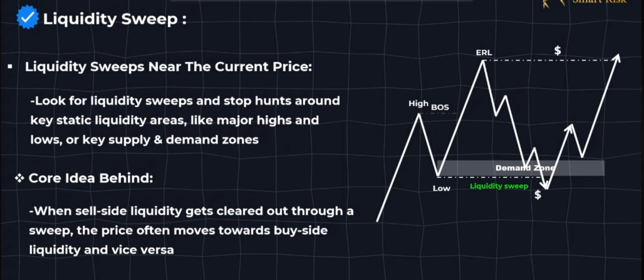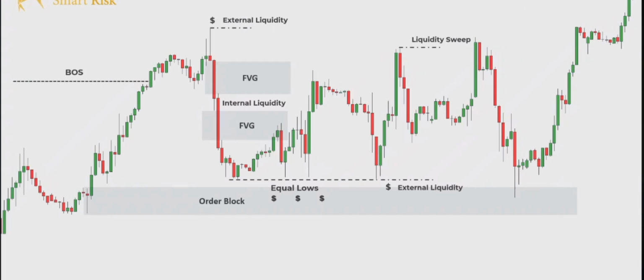The core idea behind identifying liquidity sweeps in our daily bias is simple. When sell-side liquidity is cleared out through a sweep, the price often moves towards buy-side liquidity, and vice versa. This understanding helps us predict the next likely move of the market, especially when we're analyzing the 30-minute, 1 hour, and 15-minute timeframes. The second reason liquidity sweeps are so important is that they add extra confirmation to our trades.